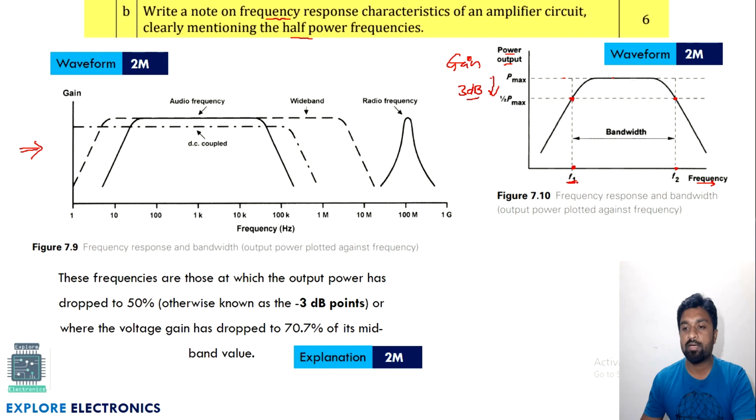This frequency will be called F1, this frequency will be called F2. So they are asked to plot these frequencies in this curve. That is what clearly mentioning the half power frequencies means. And then we need to write the explanation in such a way that the frequencies at those points where we take a 50% drop in the power or minus 3 dB will be F1 and F2. Those will be called half power frequencies. This is the kind of answer they are expecting for this question.